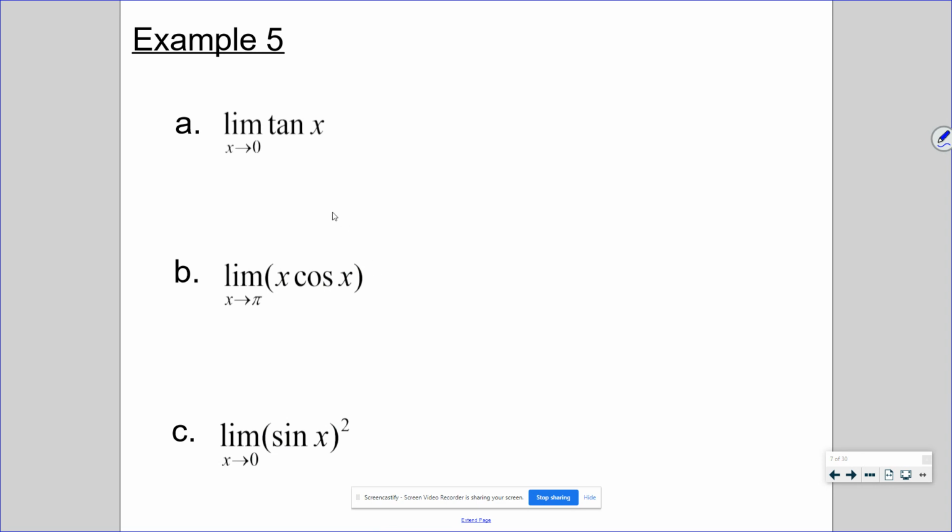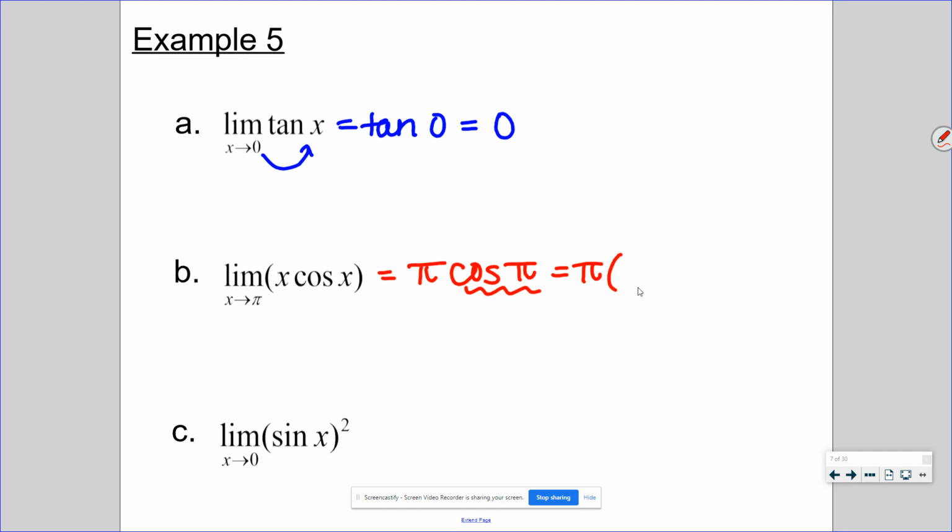We're doing plug and chug to find our limits for trig functions. So I'm going to be plugging in 0 to the tangent function, which means I would need to know what tangent of 0 is. Tangent of 0 is 0. Okay, plug in pi. So I would have pi times cos of pi. And I need to find cos of pi first. So cos of pi is equal to cos of 180 degrees, and that would be -1. And times by pi, and you get -pi.